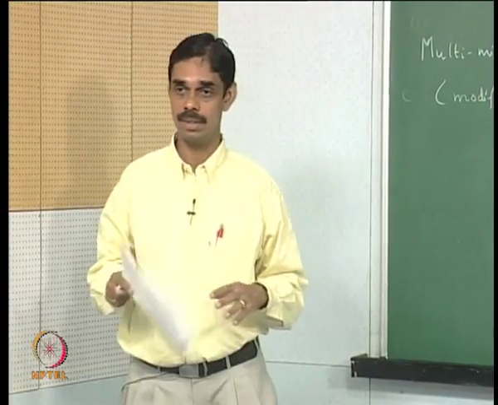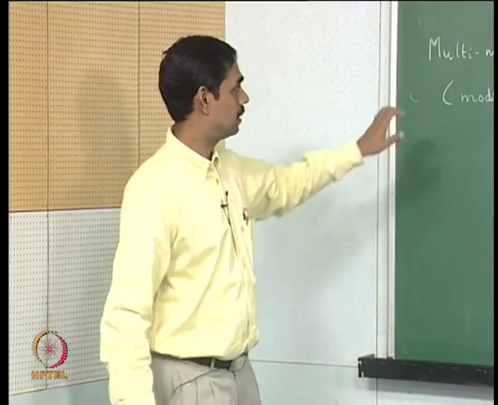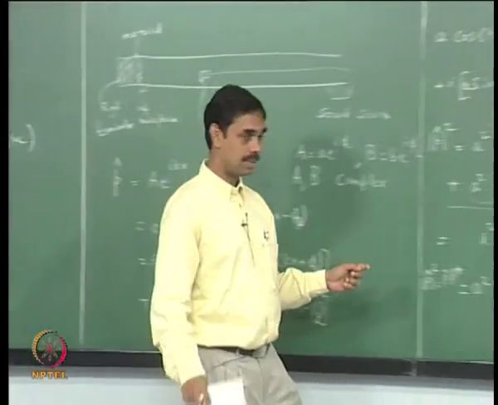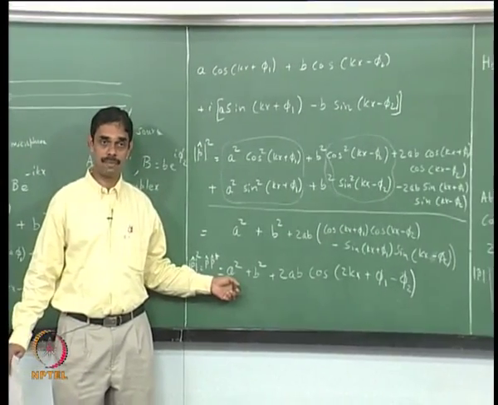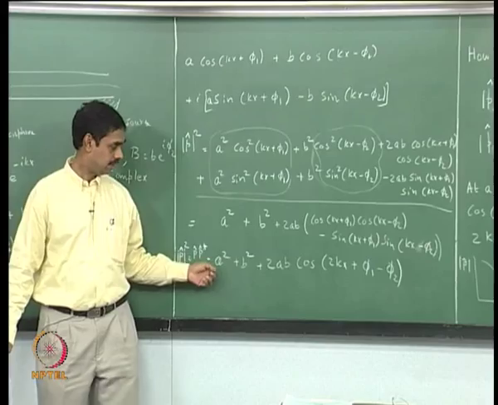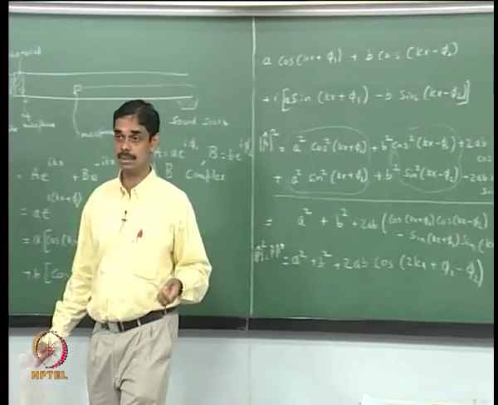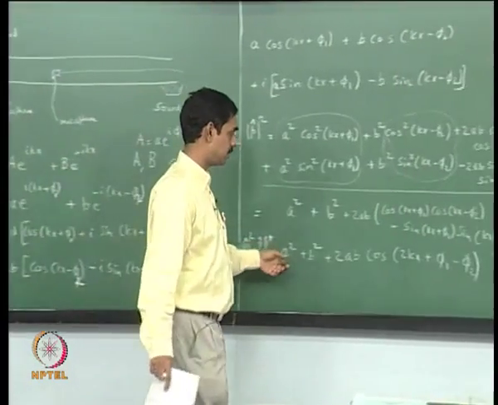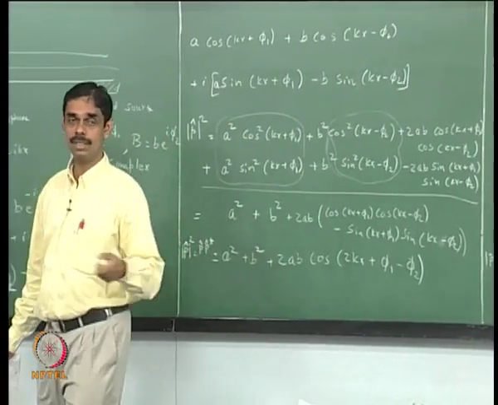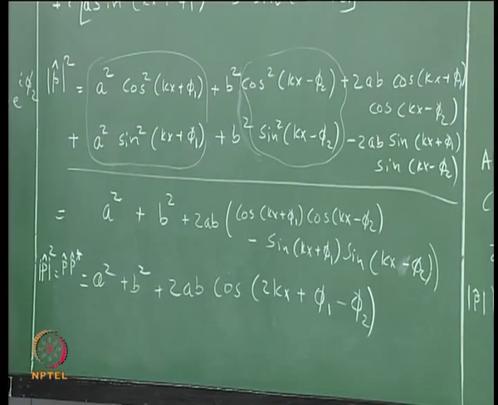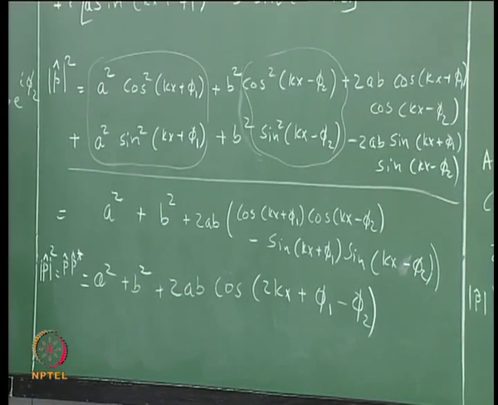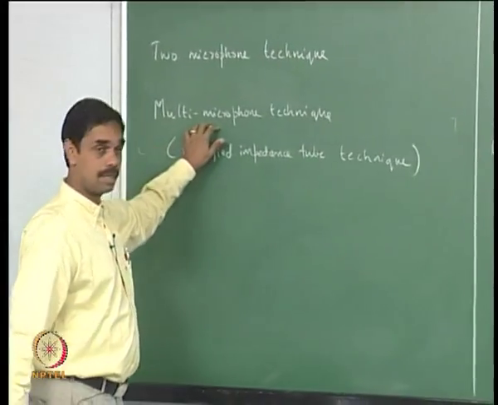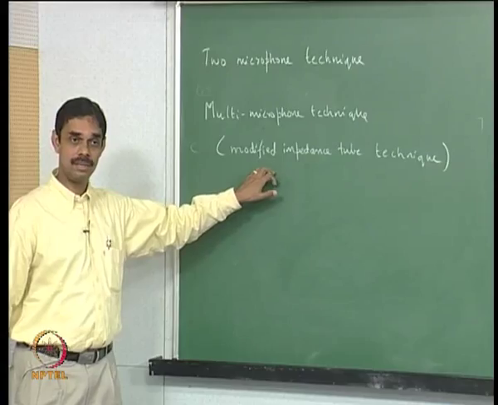I would not go into it, but you can read up on this. Another one is what is called the multi-microphone technique. If you make many measurements, you can do a curve fit, like a least square fit for A, B, and Phi1 minus Phi2. From that, you can get a better estimate of A, B, and Phi1 minus Phi2, but that would mean you have to make many measurements rather than just rely on a measurement at a maximum and a measurement at a minimum. So that would be called the multi-microphone technique, or the modified impedance tube technique.